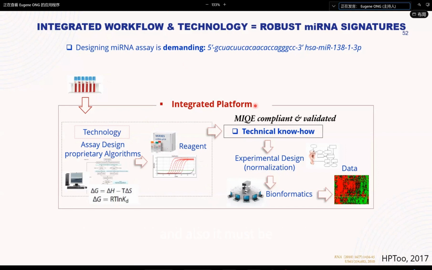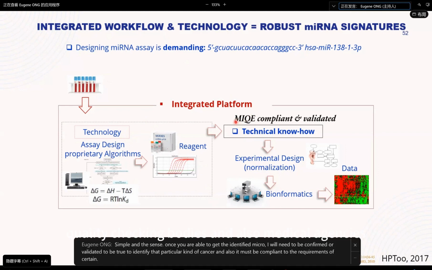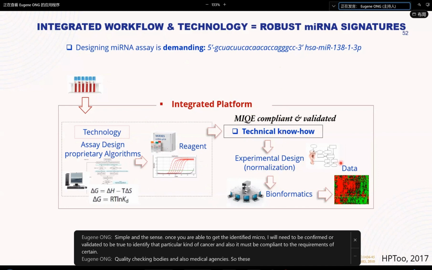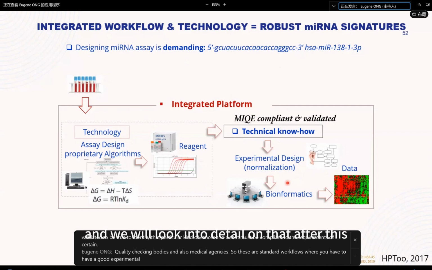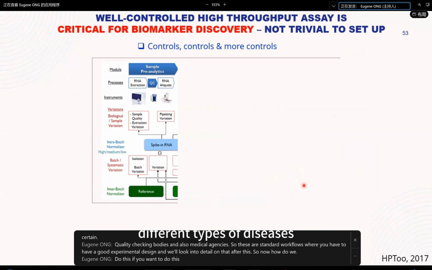And also it must be compliant to the requirements of certain quality checking bodies and also medical agencies. So these are standard workflows where you have to have a good experimental design, and we'll look into detail on that after this. So now, how do we do this if you want to do this for different types of diseases?